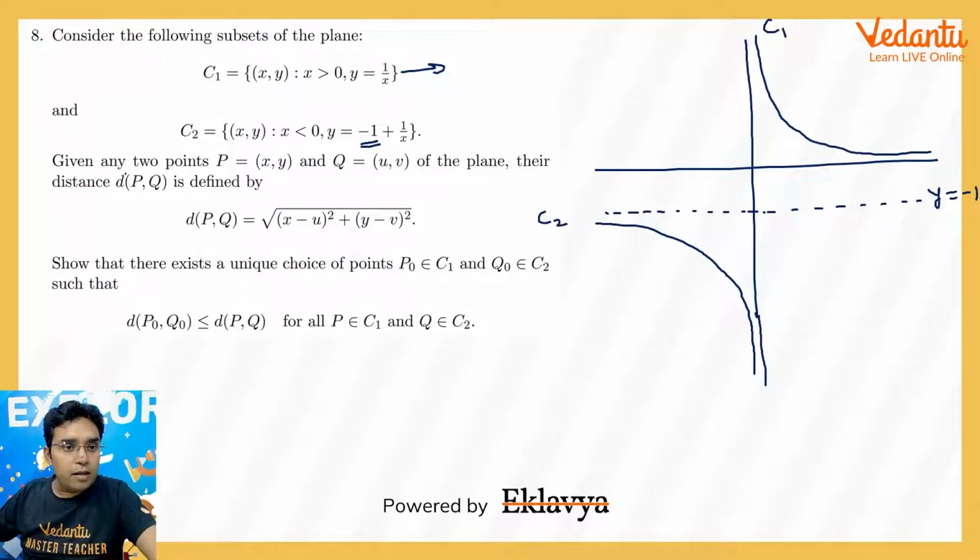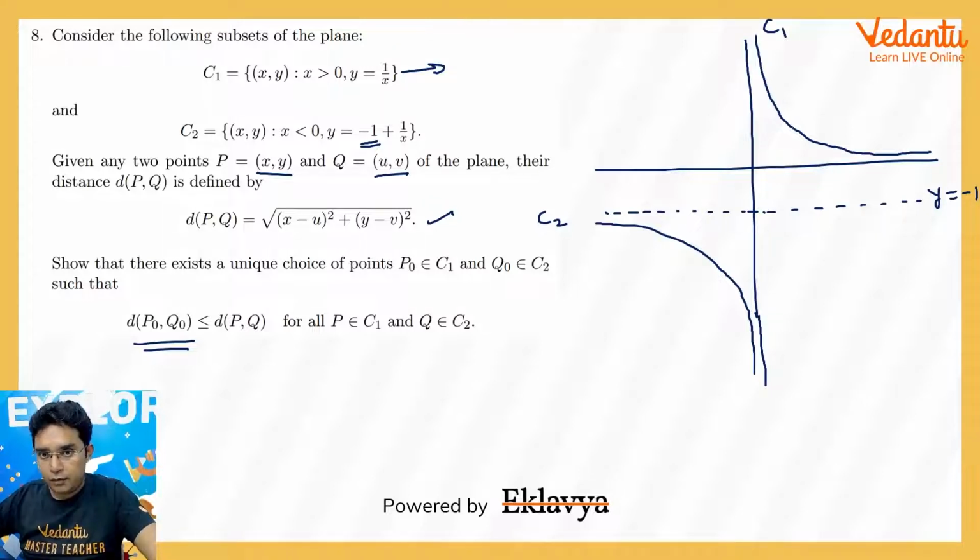Now we are given 2 points P equal to (x, y) and Q equal to (u, v) of the plane. Their distance is defined by the square root of (x minus u) whole square plus (y minus v) whole square. That is just a normal definition, nothing special about it. Now we have to show that there exists a unique choice of P naught on C1 and Q naught on C2 such that the distance of P naught from Q naught is less than or equal to the distance of P from Q for all P belonging to C1 and Q belonging to C2.